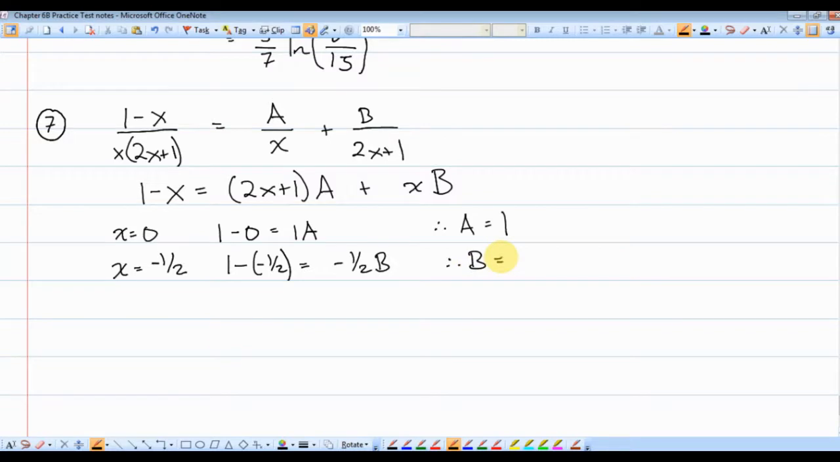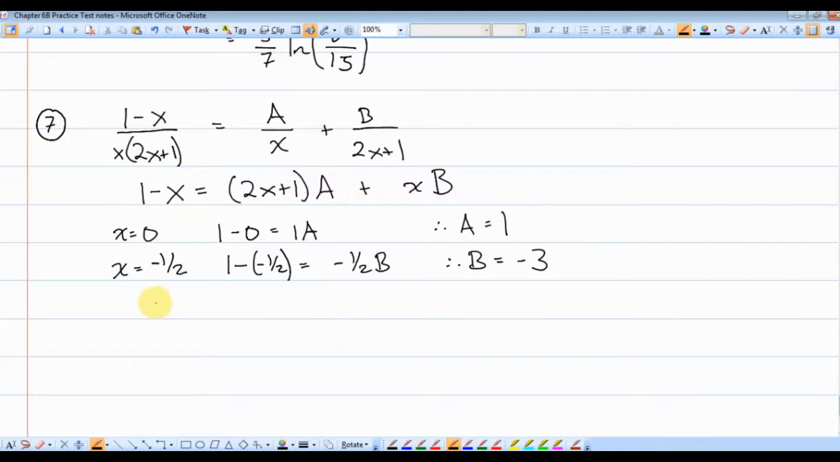Alright, so what do we have? We have 3 halves divided by negative 1/2. That's like 3 halves times negative 2, which is negative 3. So b is negative 3. Oh, hey, look at this. A and B are not the same number. So now what?